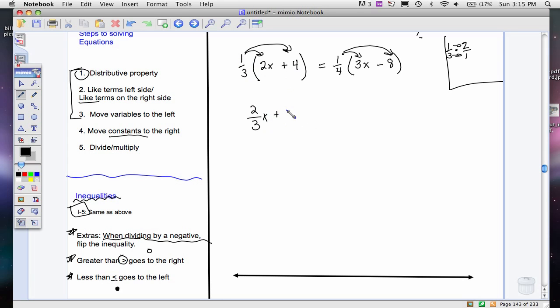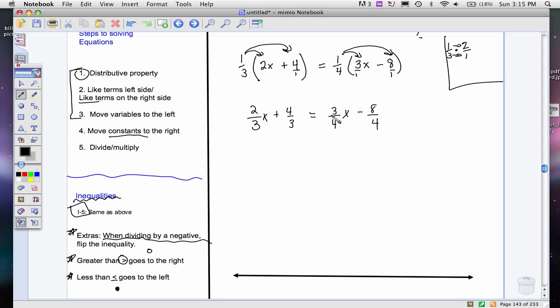And so when I did that, 1/3 times 2x would be 2/3 x. And when I multiply this, 1 times 4 is positive 4. And then I got over 1, so 3 times 1 is just 3. On the other side, 1 times 3 is 3. And then I still have that divide 4 times 1, which is 4x. And then 1 times negative 8 is negative 8 divided by 4, because 4 times 1 is 4.